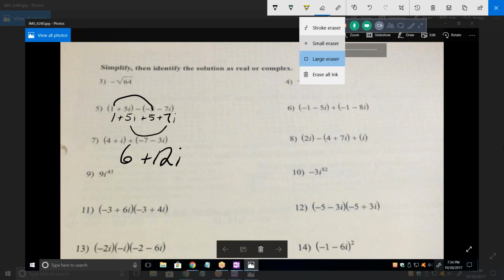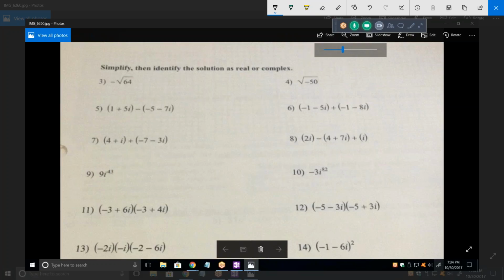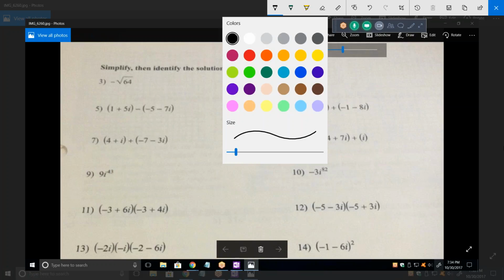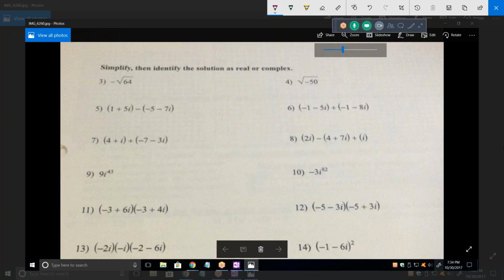And that's why I say all of these are easy, because adding and subtracting imaginary numbers is really easy. You just add or subtract the real parts and you add or subtract the imaginary parts. So how about number 6? All right. So minus 1 minus 5i, minus 1 plus 8i? Let's look at it differently. This is addition. So add those real parts. What's minus 1 plus minus 1?